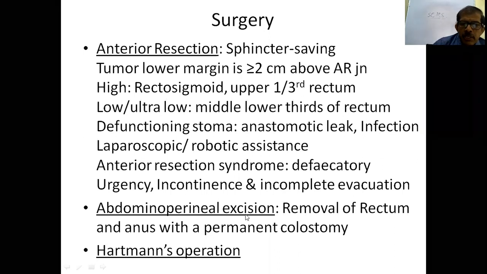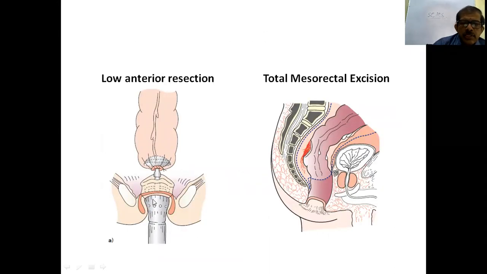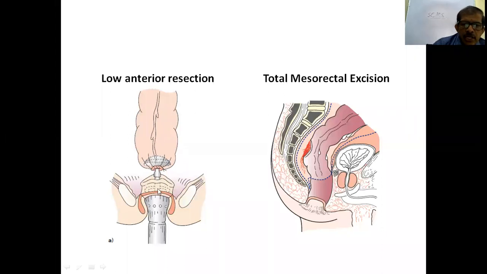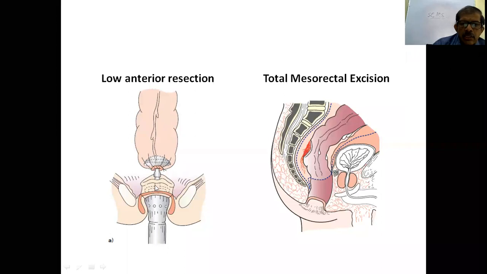So abdominoperineal resection, you all should remember, is removal of the entire rectum and anal canal. So the patient cannot pass through the natural passage, only a permanent colostomy. So Hartmann's operation is also there. So this is what I was talking about. See, only this much of the anal canal is left behind, and then this is the lower end of the colon. So they are doing the anastomosis with the stapler.